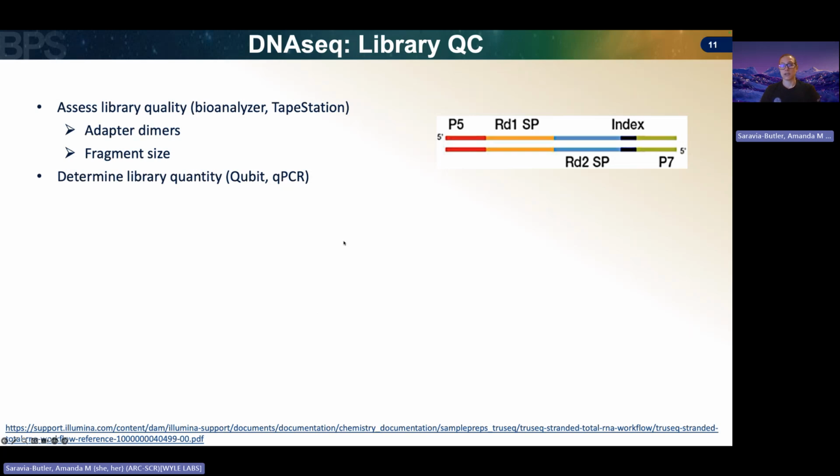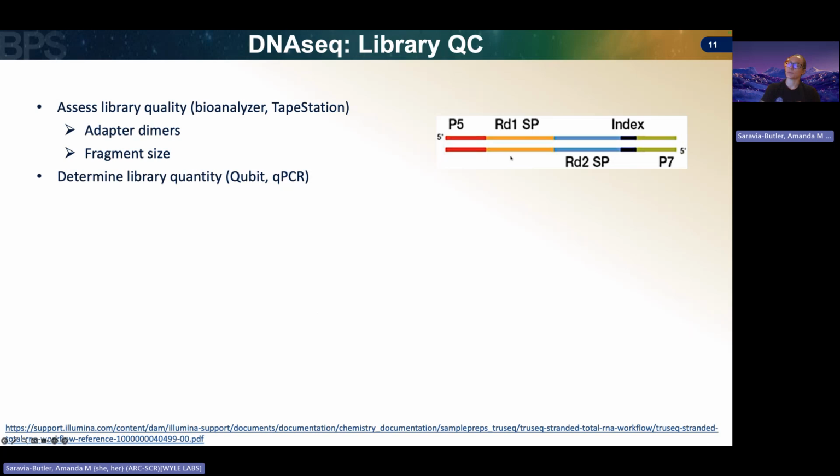And just to reiterate with these adapter dimers, I know I described this, but this is what they look like here. This is when you have your two adapters, but instead of latching on to either side of your DNA template that you want to sequence, they just latch onto each other. And if they're not filtered out in your filtering steps during library preparation, this is what you're going to be left with in your samples.